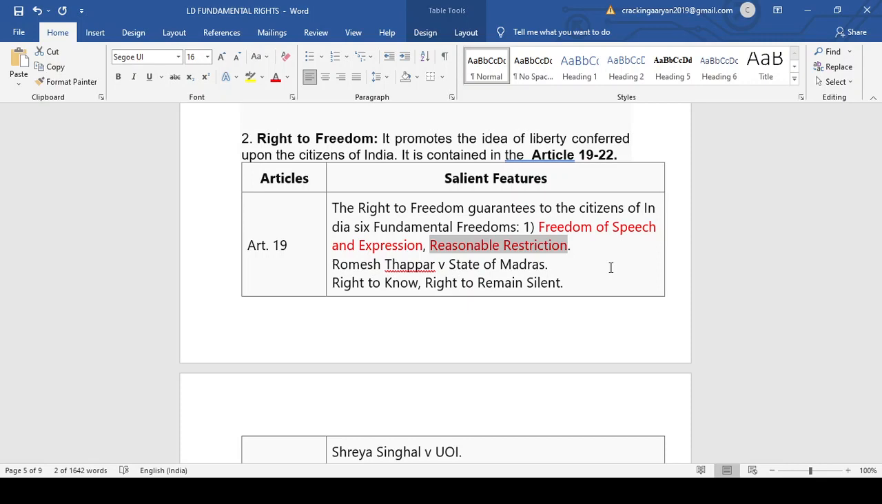Okay. Then we come to the case of Romesh Thappar versus State of Madras. This is a case in which the Supreme Court held that freedom of speech and expression includes the freedom of speech and expression of the press. The Indian press also has the right to freedom of speech and expression, because you must remember the emergency time in which it was held that any article to be published in the newspaper should have the consent of the government. In that case, the Supreme Court held that freedom of speech and expression applies also to the press. The Indian press also has the freedom of speech and expression. So that is the freedom of speech and expression.